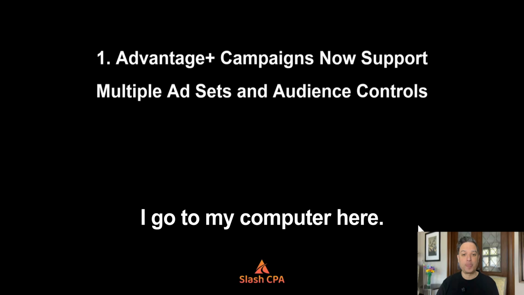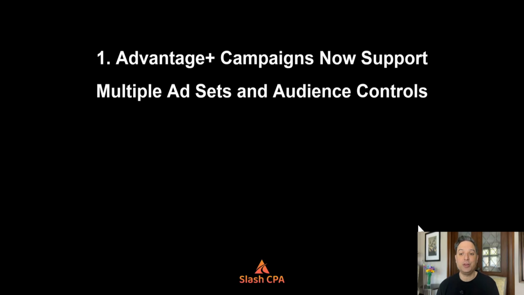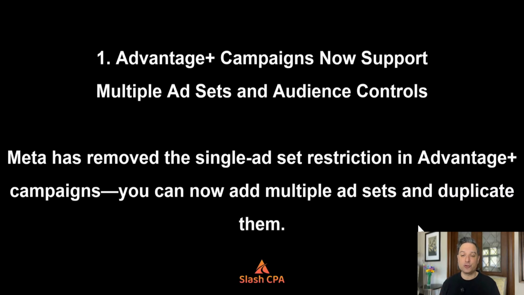So the top three are the following. I'll go to my computer here. So number one, Advantage Plus campaigns, they now support multiple ad sets and audience controls. So what does that mean? Meta has removed the single ad set restriction in Advantage Plus campaigns. So now you can add multiple ad sets and duplicate them with ease.